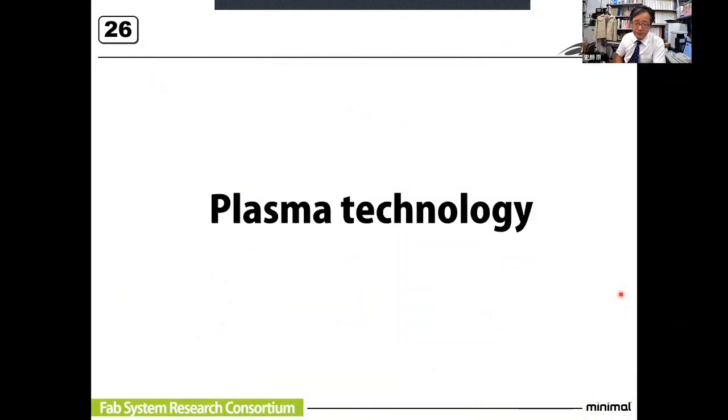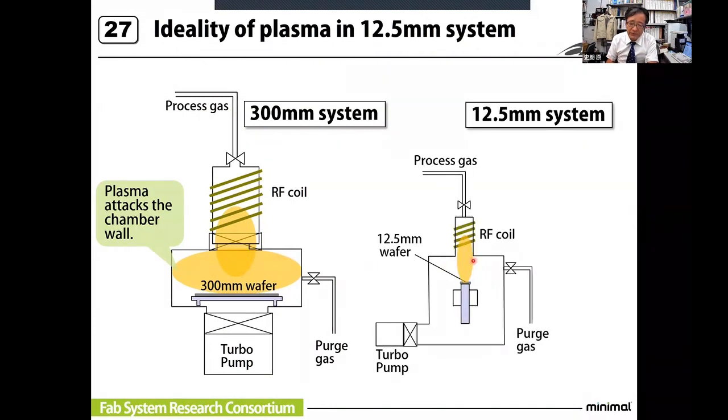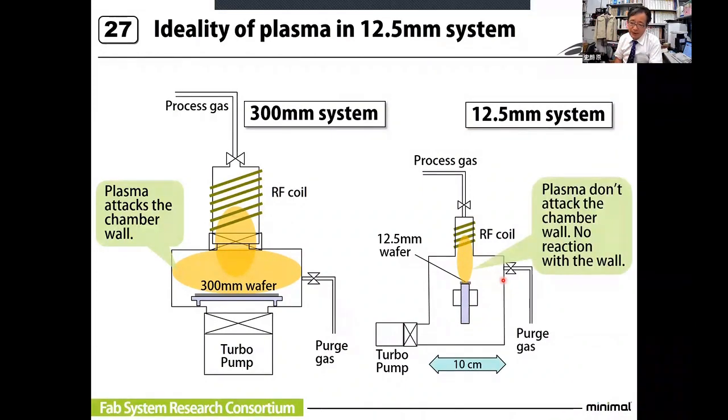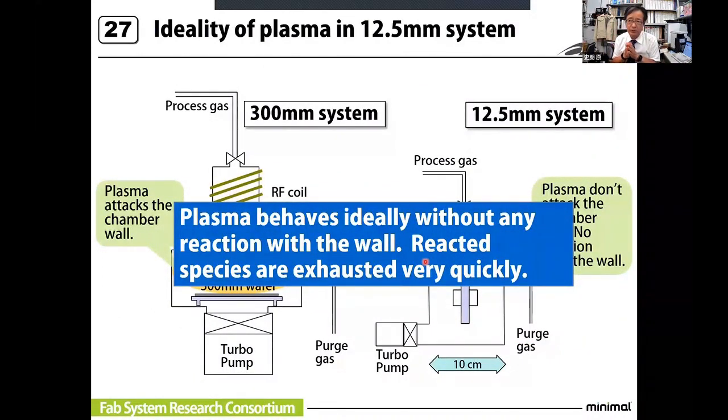Now I will introduce plasma technology. In the mega fab, plasma attacks the chamber wall because the wafer size is very big, so the chamber size can't be extended. The chamber wall is very near the edge of the wafer, so the plasma attacks the chamber wall every time. But for the minimal fab system, the wafer size is very small and the plasma size is very small, but the chamber size is 10 centimeters or so. Therefore, plasma doesn't attack the chamber wall, no reaction with the wall. So as a result, plasma works ideally in a minimal fab. Unbelievable, very simple. And also reactive species are exhausted very quickly because we don't care about the reaction of the wafer with the wall.